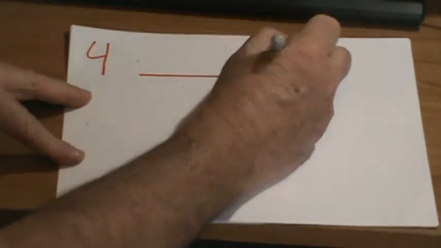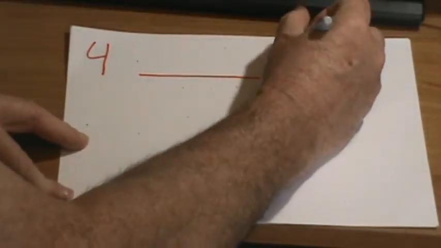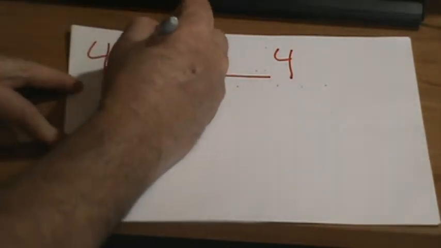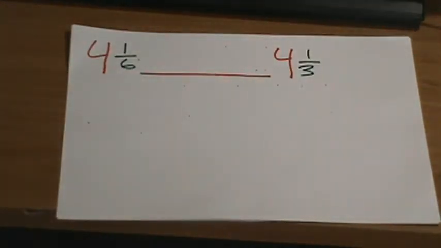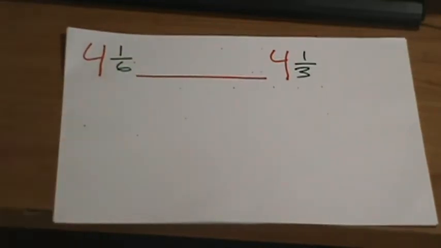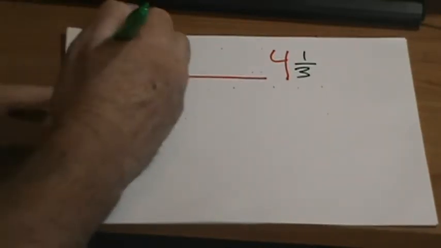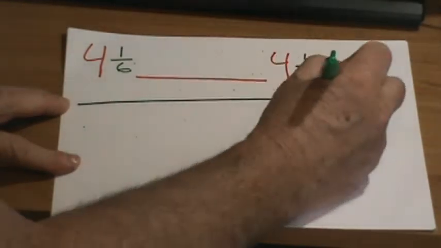We go to another one, and I'm going to do the same thing. The whole number in red, leave room for a fraction, space here, and the whole number in red. And now let's do our fractions. We have 1/6 and 1/3. So go ahead and write that down. And we're going to write a tape diagram again, just one tape diagram. Okay, so let's get busy on that. Tape diagram.